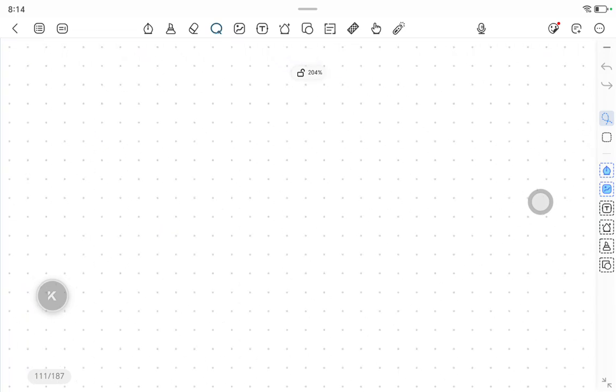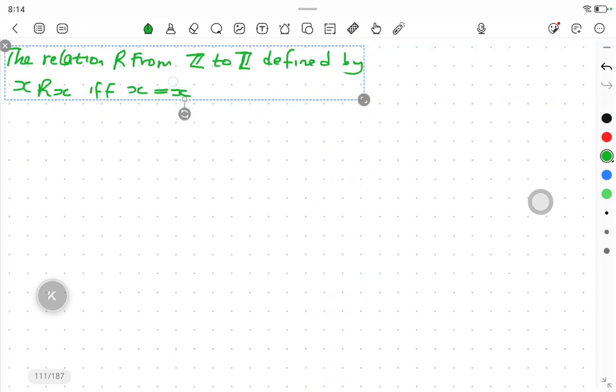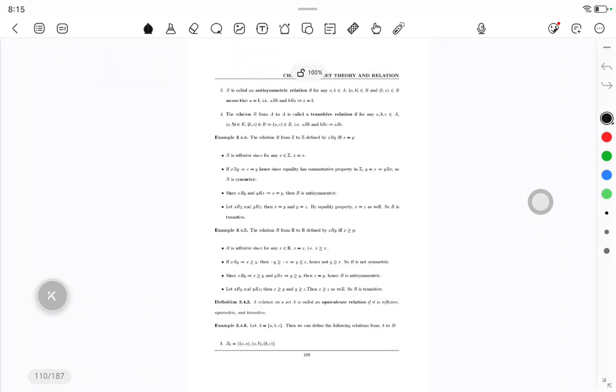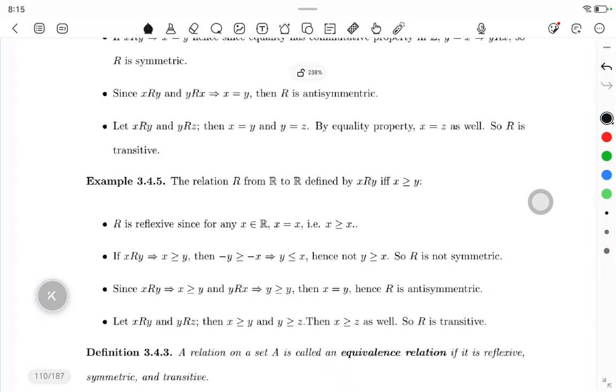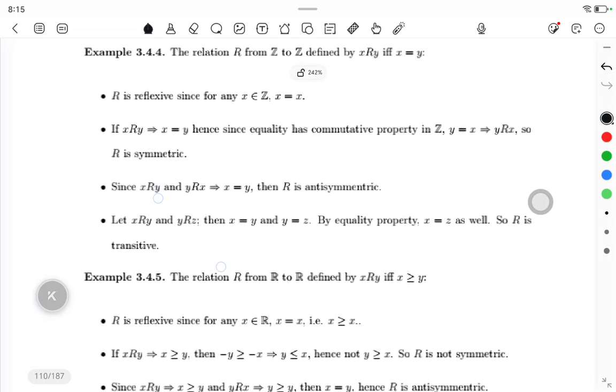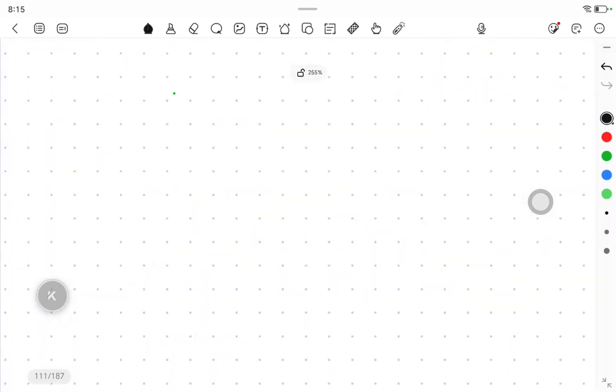Now let's say we're given this question. They say that the relation R from Z to Z defined by x related to y if and only if x equals y, right? Let me see, is it x equals x? Let me see, it's supposed to be x equals y. Let me see the question. Oh yeah, x equals y. Yeah, let me do this.